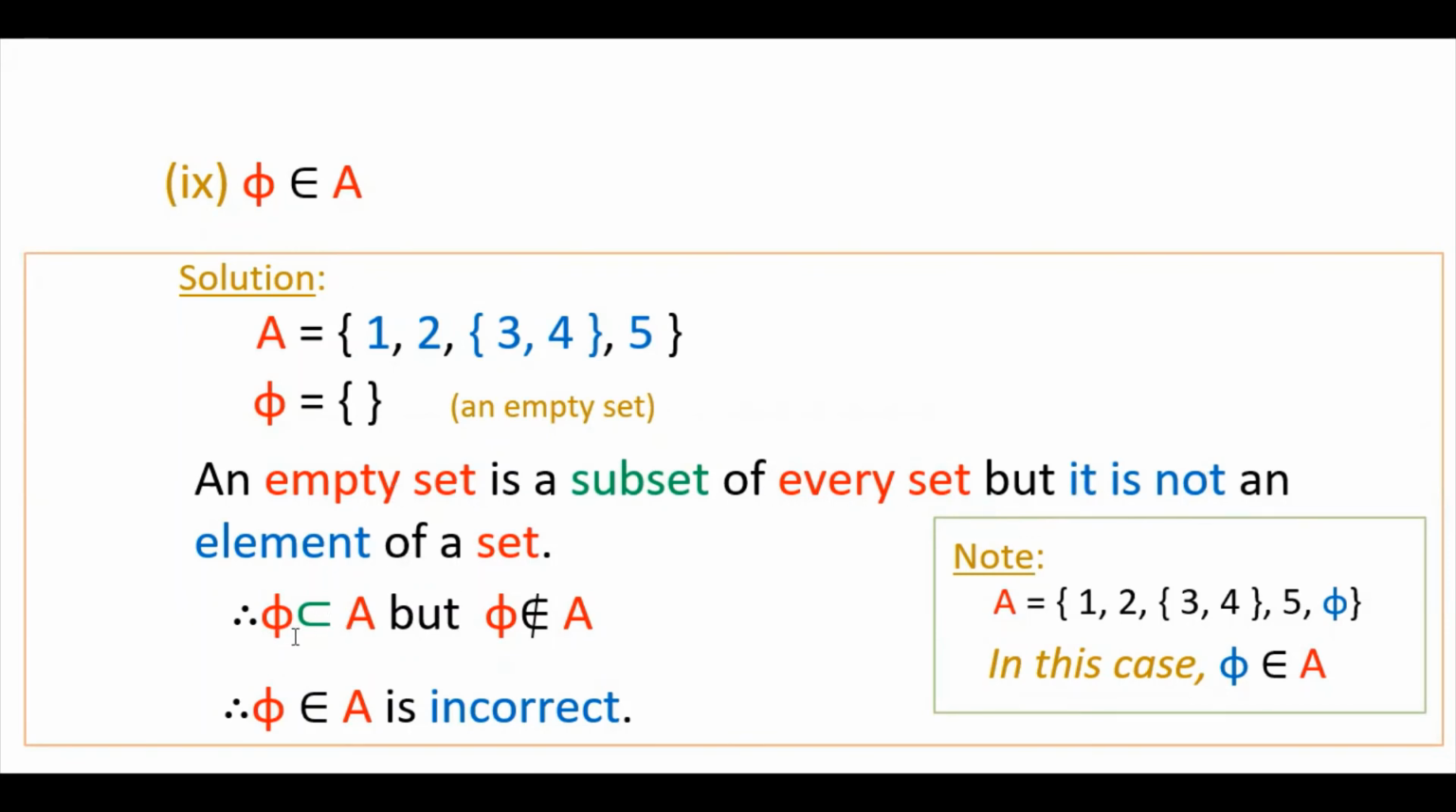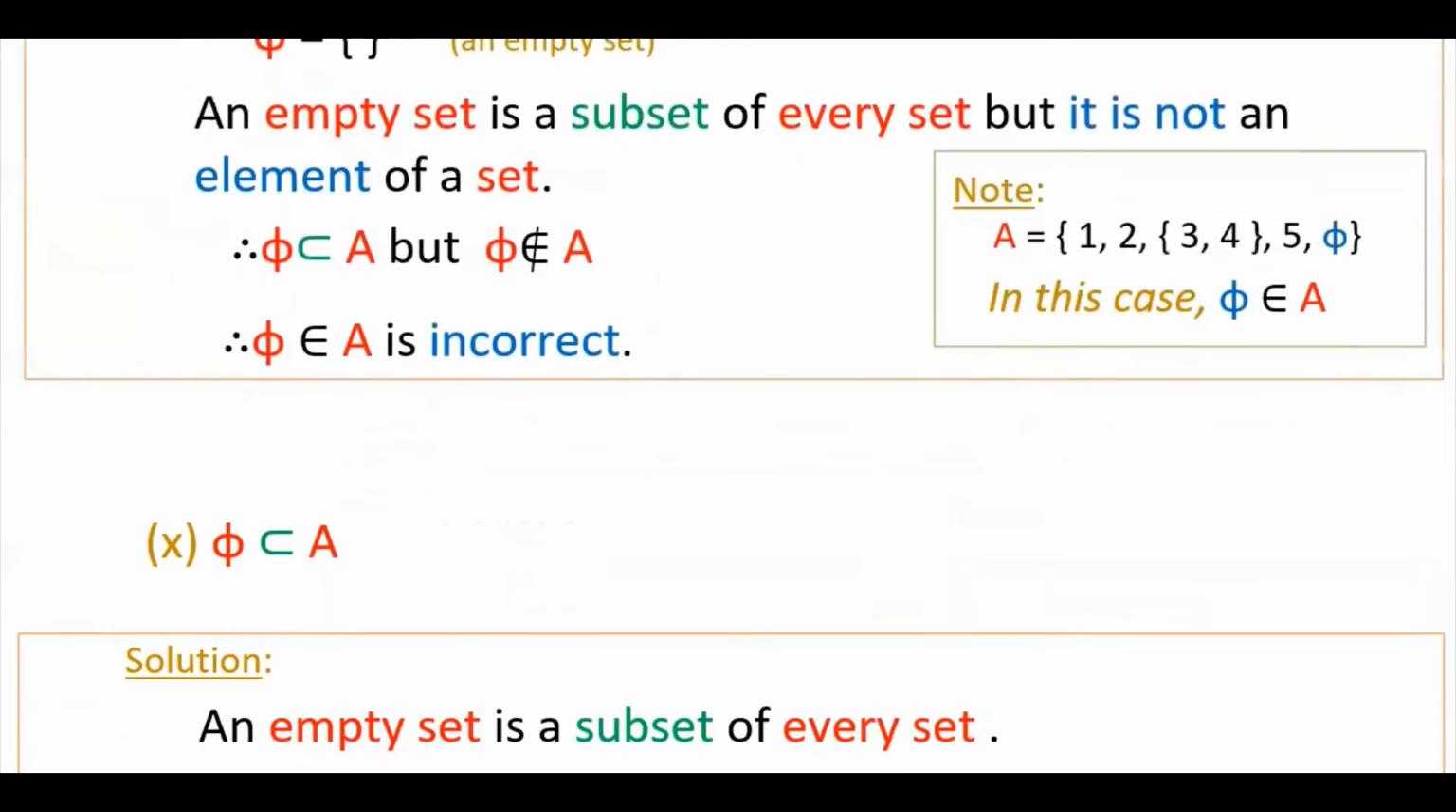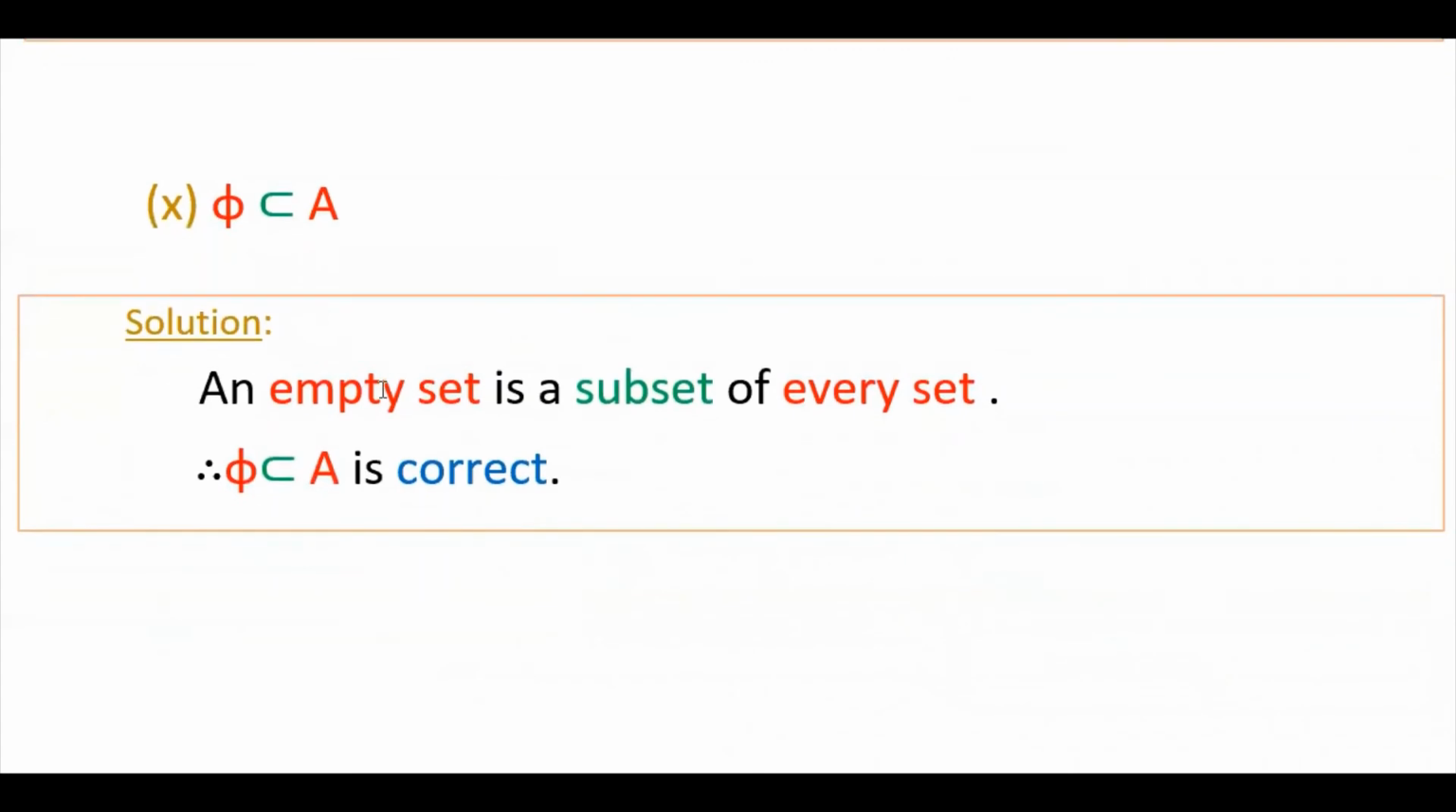So an empty set is a subset of every set, but it is not an element of the set. So you can see here 5 is a subset of A, but 5 does not belong to A. So this statement is incorrect. If in the A set the 5 element is there, then you can write 5 belongs to A. This is the correct statement if 5 is in the A elements. The next one, 5 is a subset of A. This is correct because we know that every empty set is a subset of every set. So it is a correct statement.